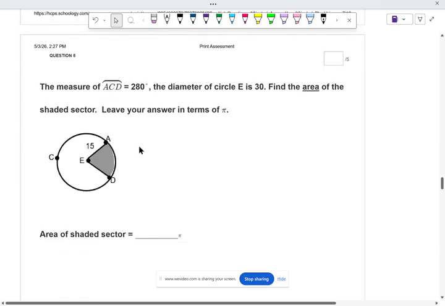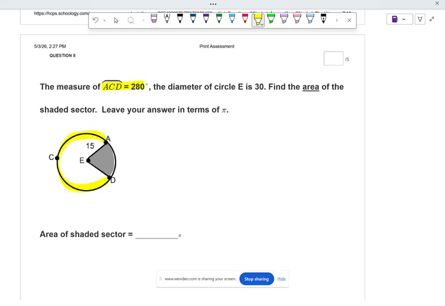All right, number 8. The measure of arc ACD is 280 degrees. Let's go fill that in. ACD is 280 degrees. The diameter of circle E is 30. If the diameter is 30, then the radius would be half of 30, which is 15. We're lucky they've already filled that in for us. Find the area of the shaded sector. Leave your answer in terms of pi.